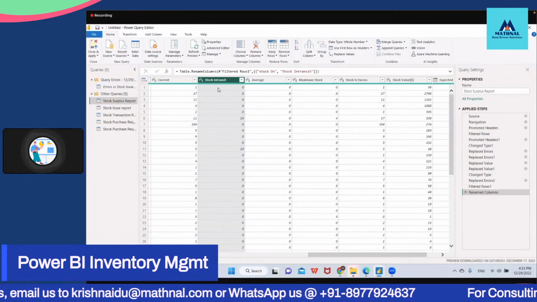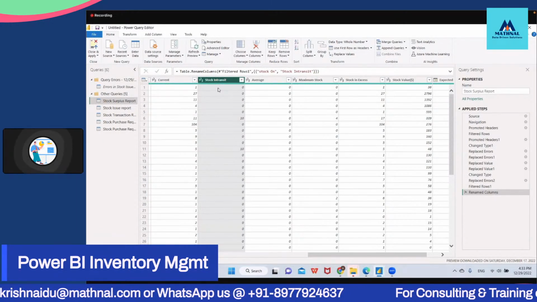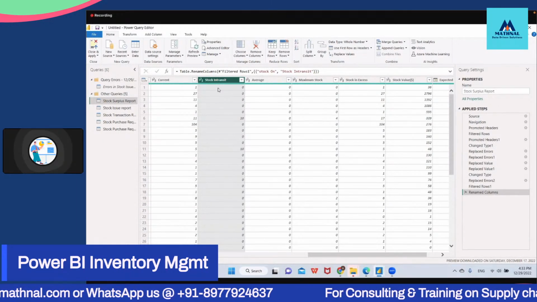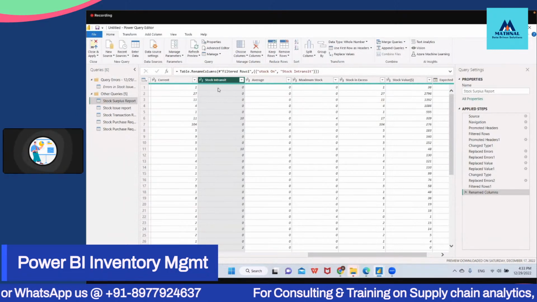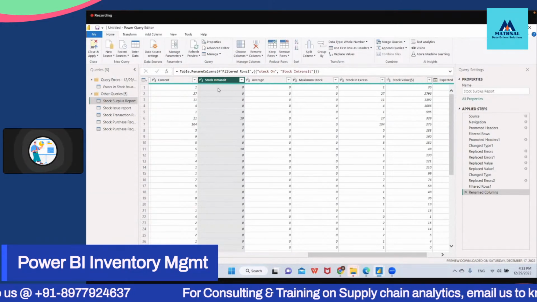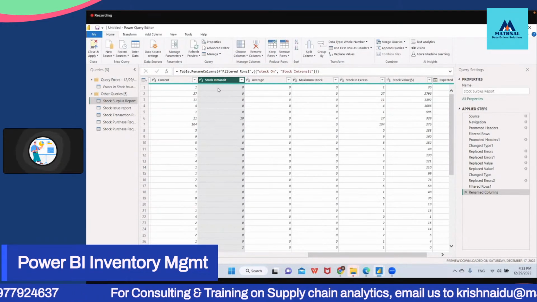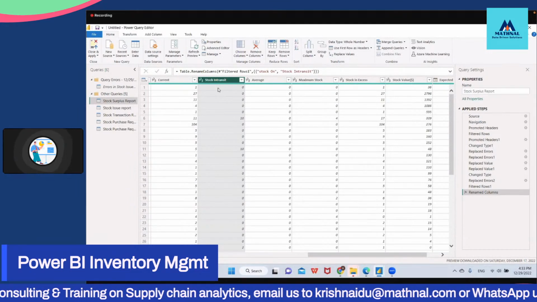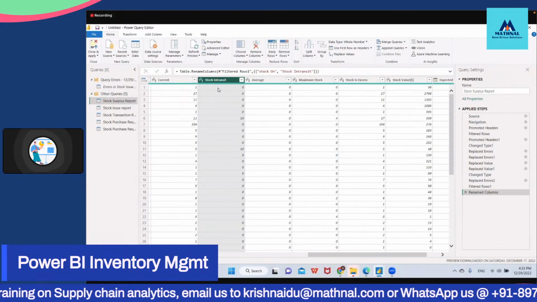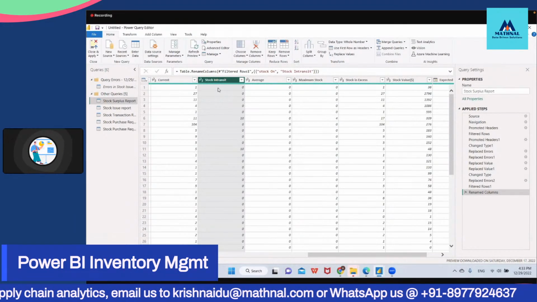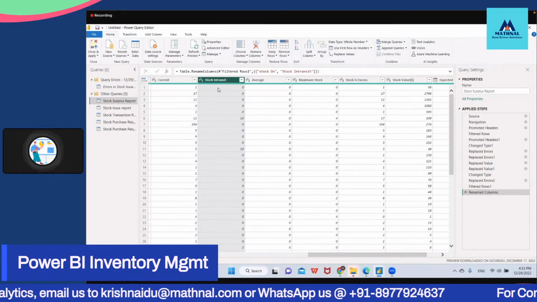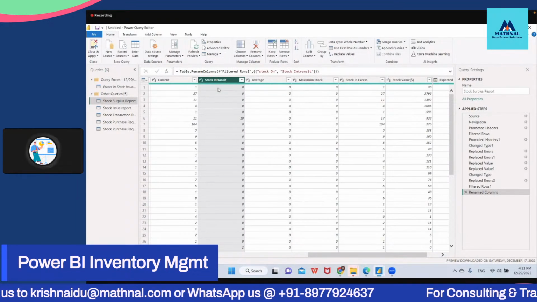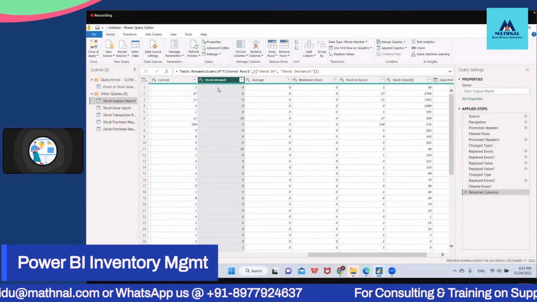Okay, sir. So maximum means the maximum limit you are deciding for the particular part to be kept in the stock in terms of volume. Okay, you have decided you want to keep 4, not more than 4.